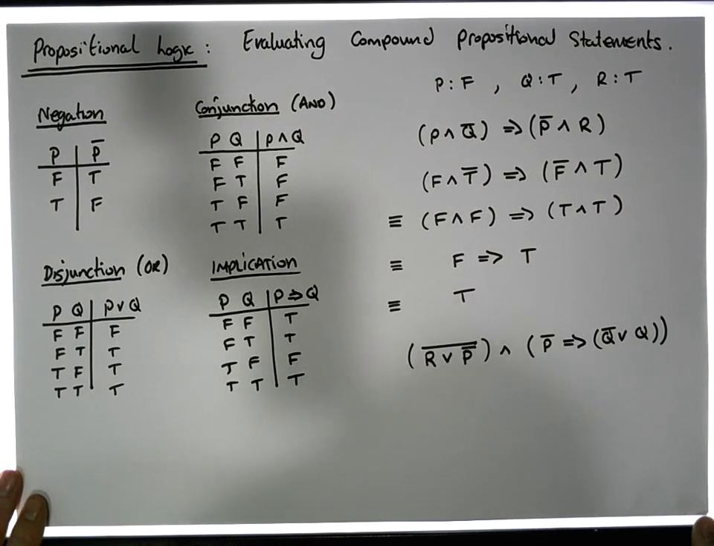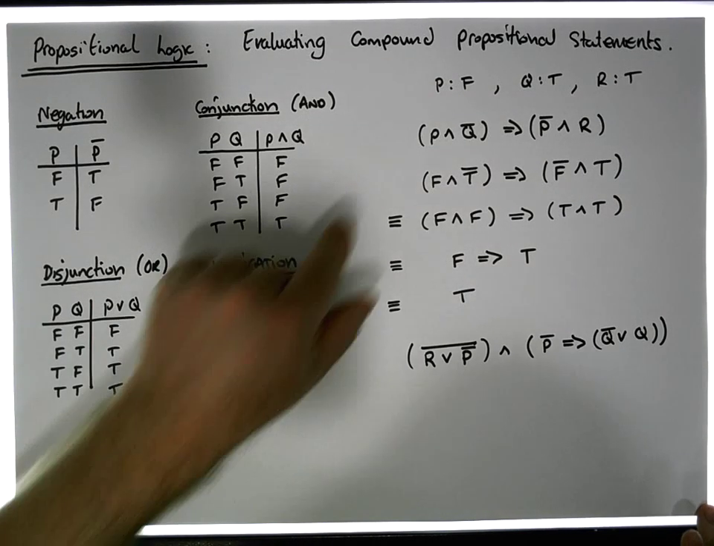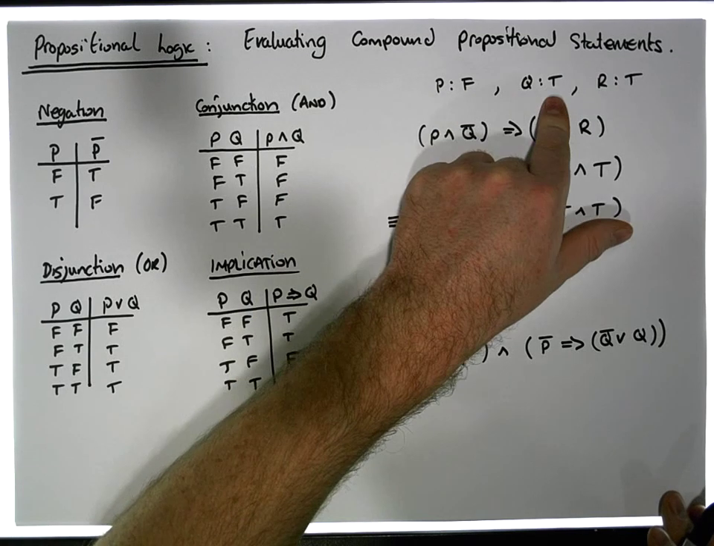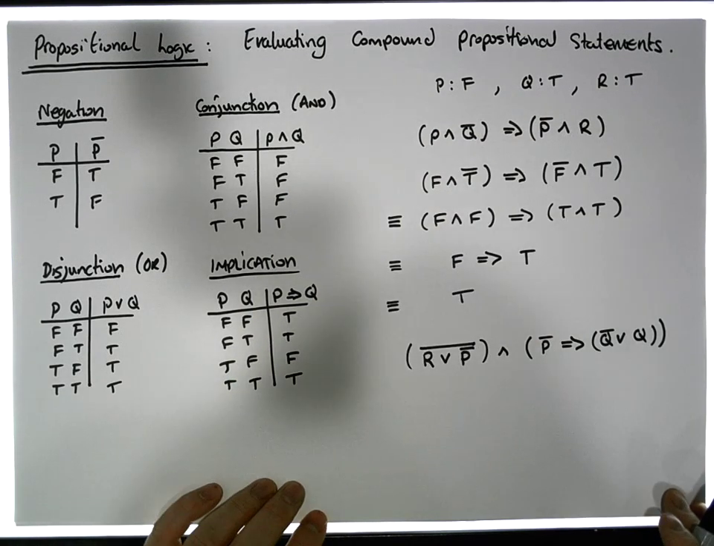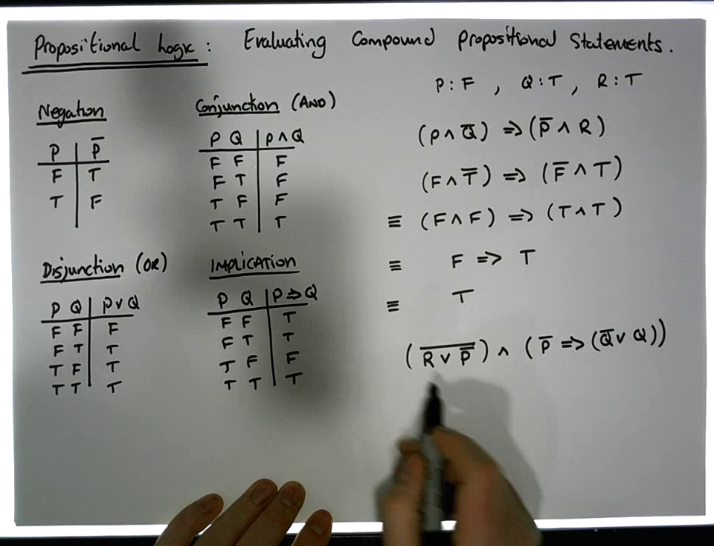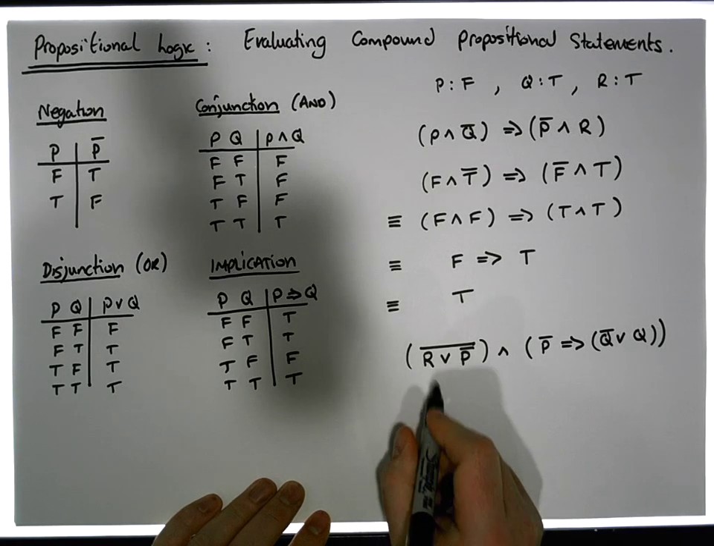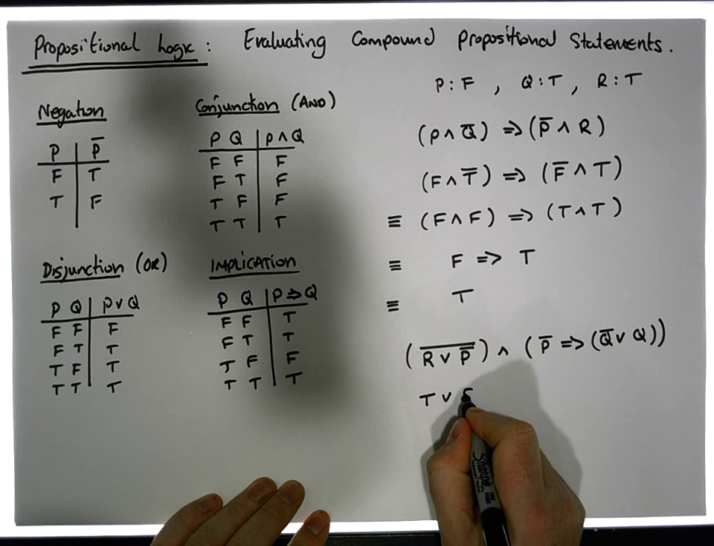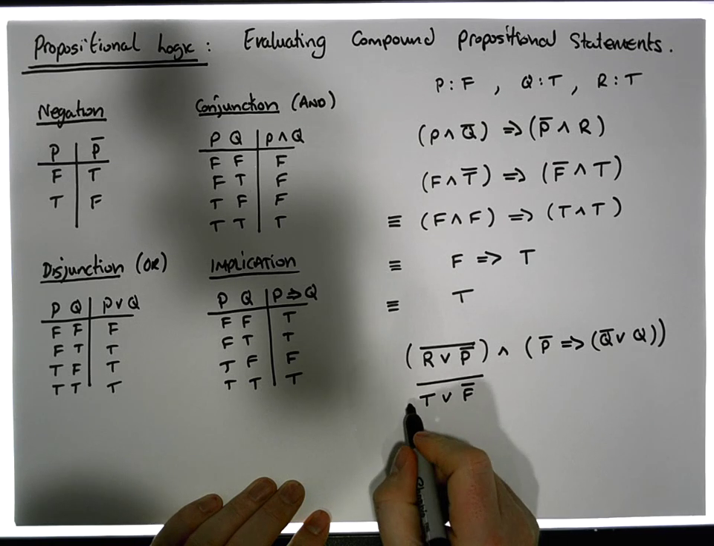Particular compound proposition. Okay. So once again, let's do our substitutions. Where we see P's, we're going to put in F's. Where we see Q's, we're going to put in T's. And where we see R's, we're going to also put in T's. So this now becomes, the R's go to T's, so this becomes true, ORed with false, which needs to be negated, which all needs to be negated, okay?